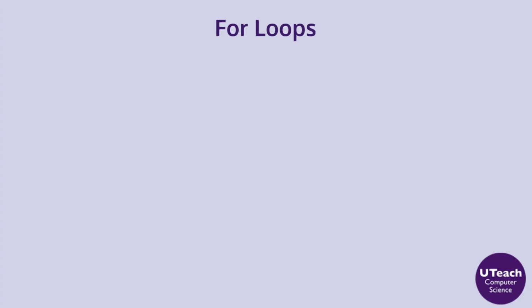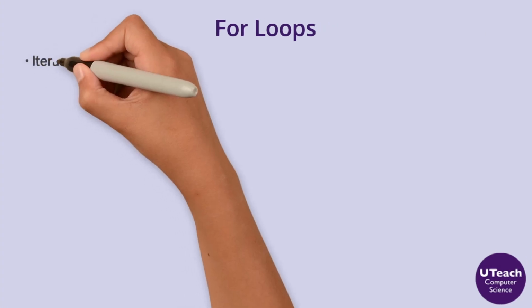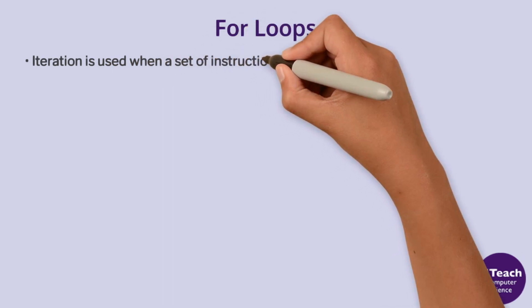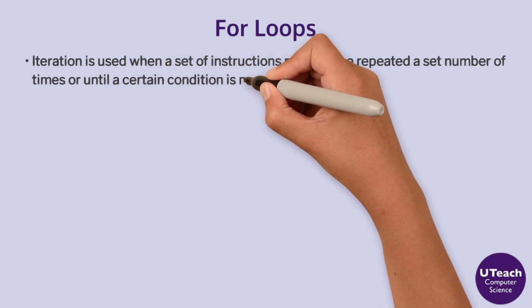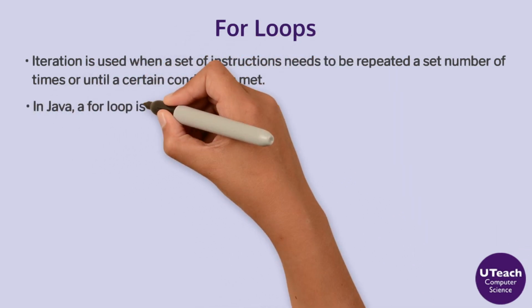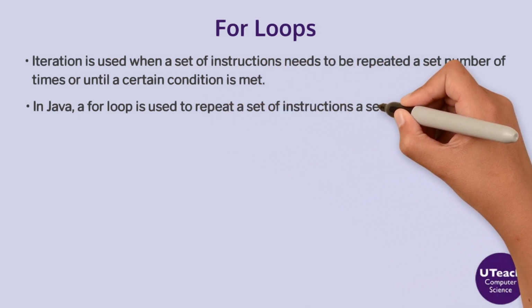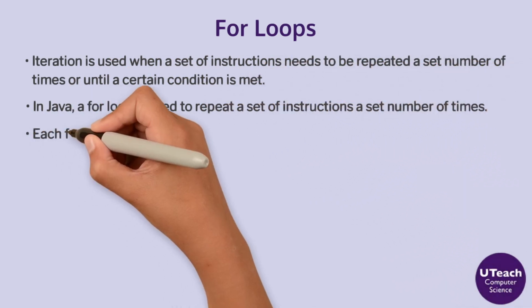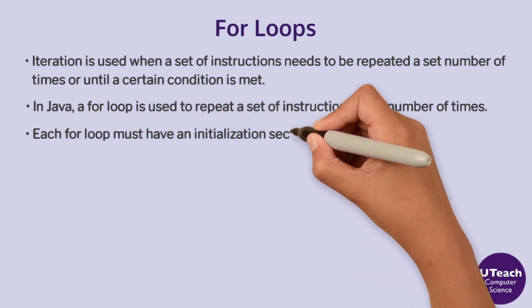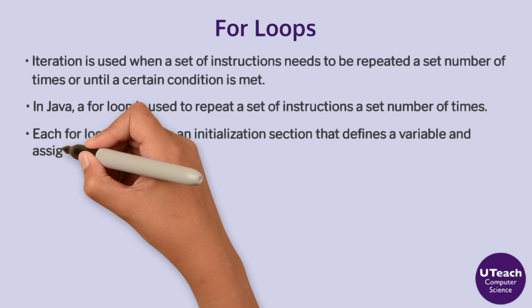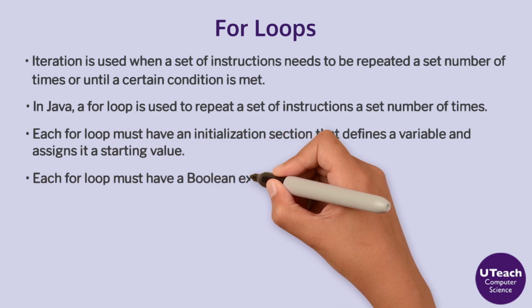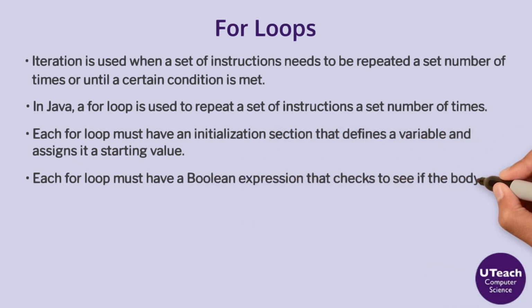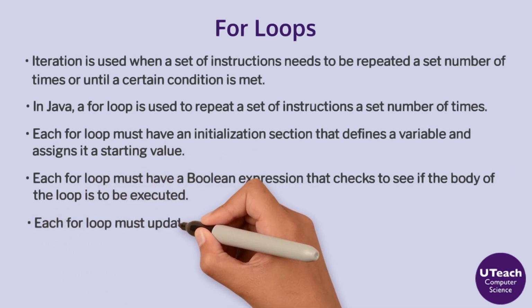To recap for loops, iteration is used when a set of instructions needs to be repeated a set number of times or until a certain condition is met. In Java, a for loop is used to repeat a set of instructions a set number of times. Each for loop must have an initialization section that defines a variable and assigns it a starting value. Each for loop must have a Boolean expression that checks to see if the body of the loop is to be executed. Each for loop must update the loop control variable.